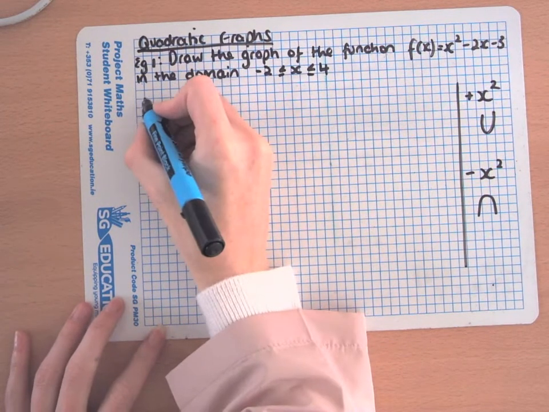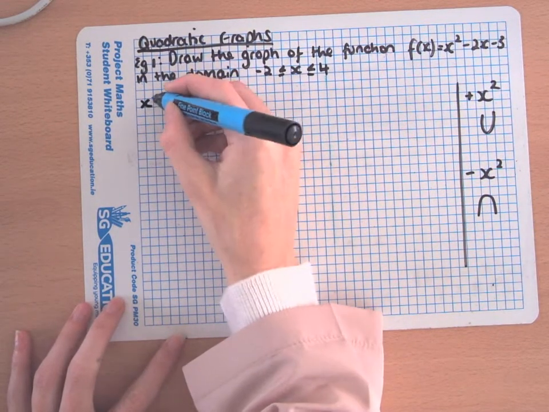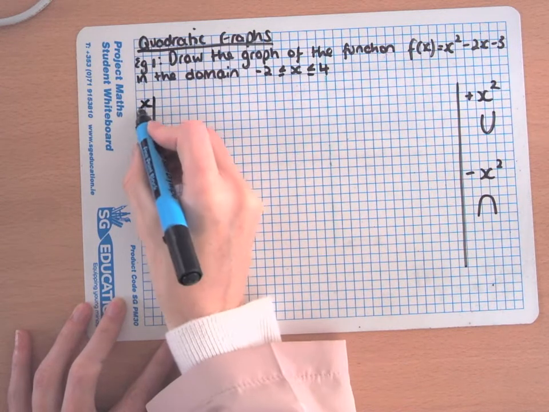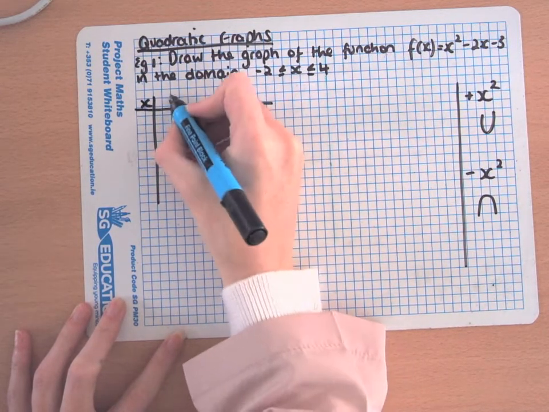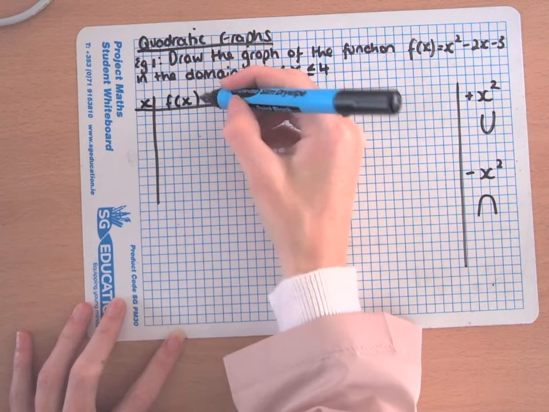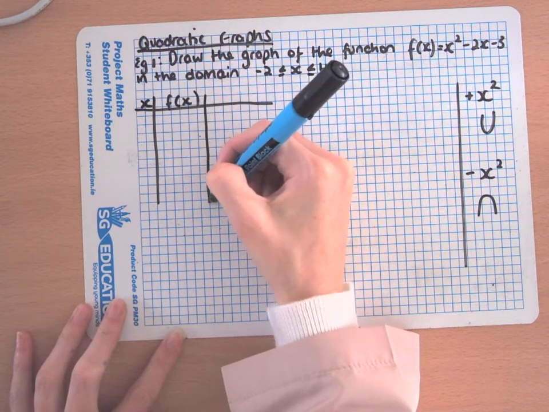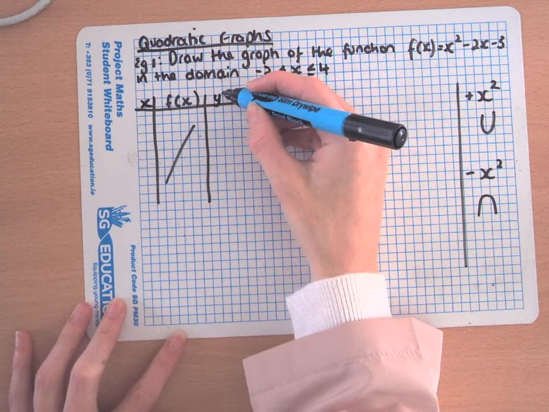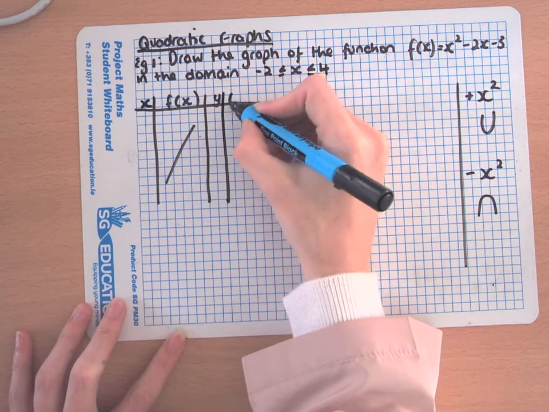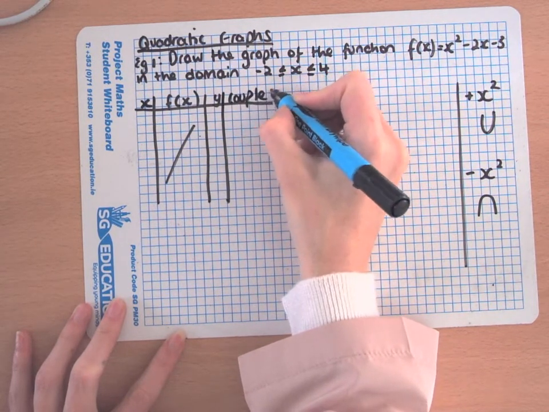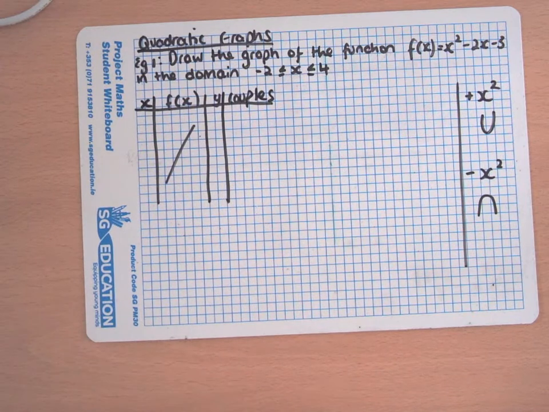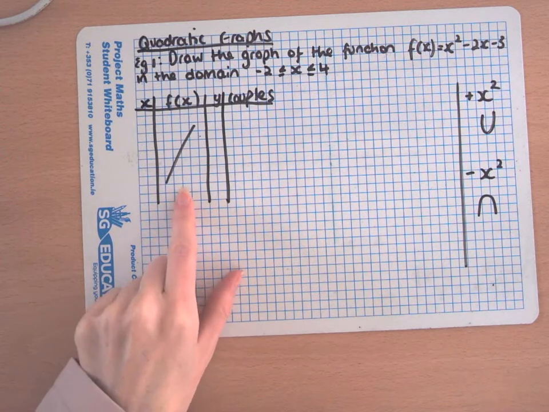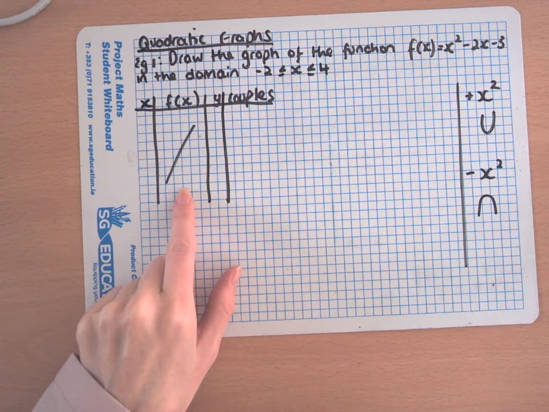Okay, so you remember our table goes x, then it goes our function, which we don't need to fill out. We can leave that blank. Then y, and then couples. Okay, x, our function, y, and couples. And we're going to leave this bit blank because I don't want to have to do out all that work, especially if I'm using my calculator.